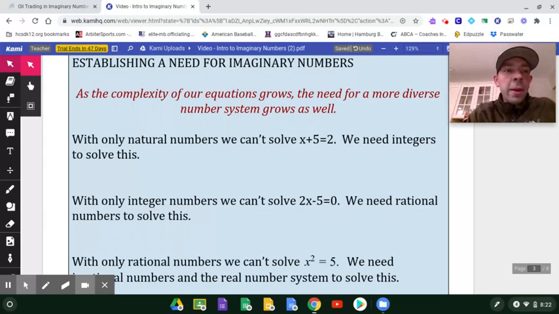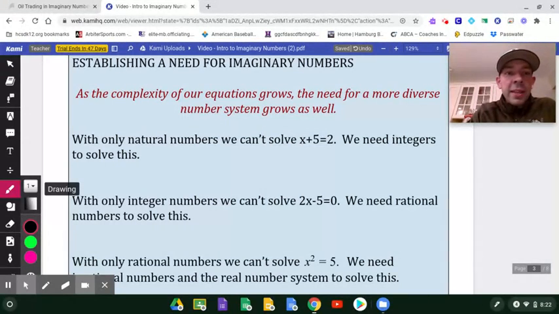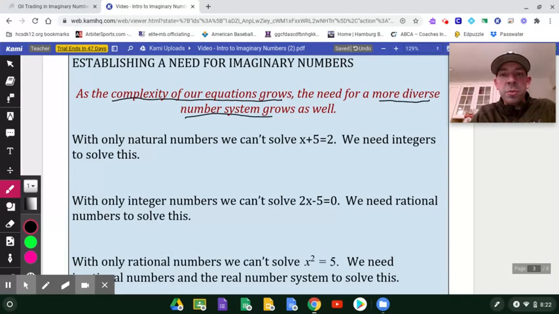As we work our way up there, we're thinking, as the complexity of our equations grows and evolves, the need for a more diverse number system grows as well. So for instance, let's go back to our really early civilization days. If we were only working within the set of natural numbers, we wouldn't be able to solve the equation x plus 5 equals 2, because if we subtract 5, we get x equals -3. And -3 is not a member of the natural numbers. That's what spurred on this need for the integer number system.